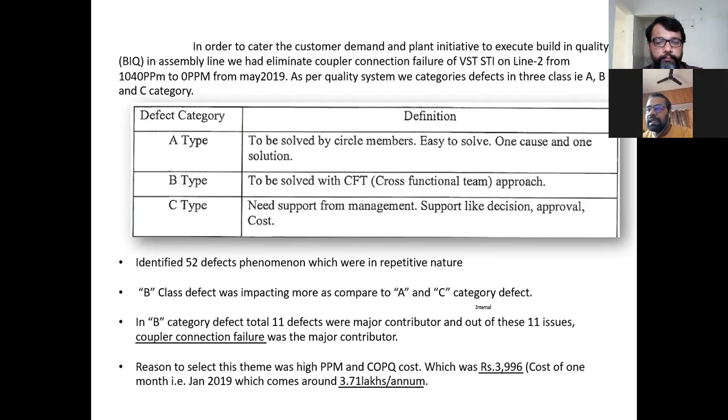The reason to select this theme was the ppm and the cost of poor quality. In that particular month of January 2019, the ppm was 3,996 and the overall COPQ was around 3,71,000. That was our main problem to be solved.